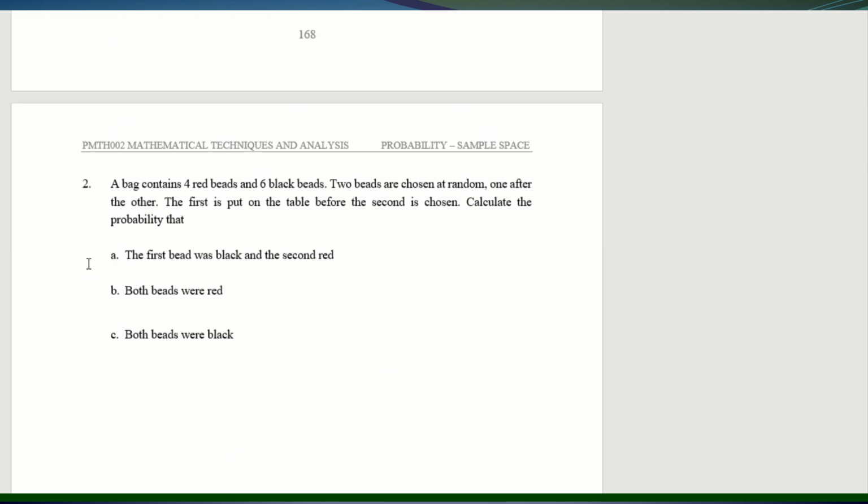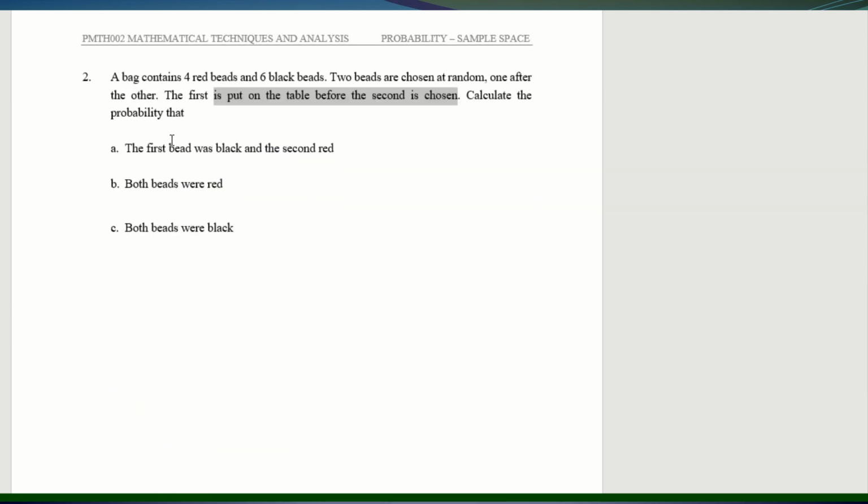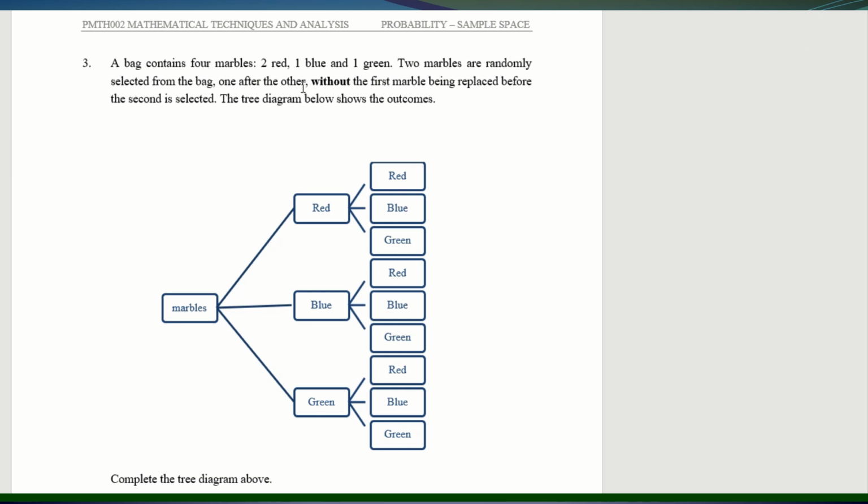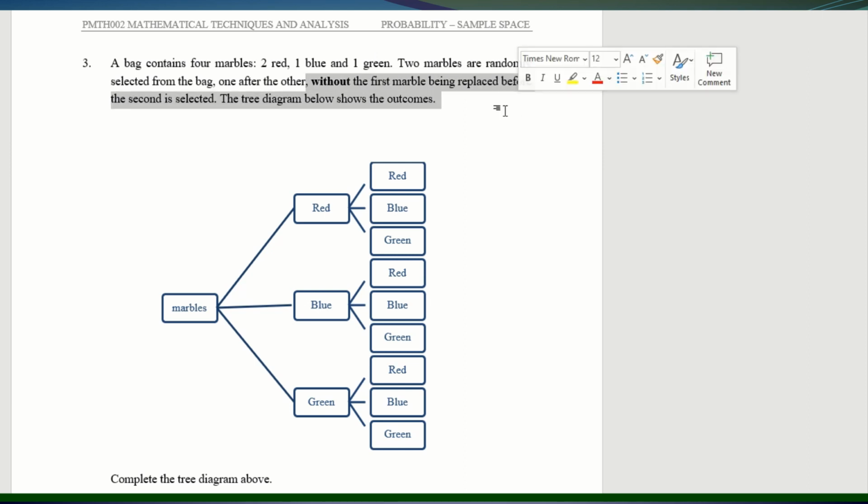All right, question 2. One after the first is put on the table. So when you see something like that, you know it is back to the same thing. It is dependent scenario. You must reduce by 1. All right. Okay, this one, without the first marble being set. That's why I'm saying the questions are very clear. You just follow the instructions.